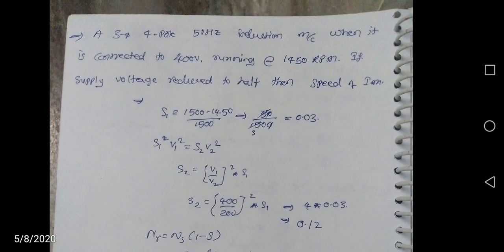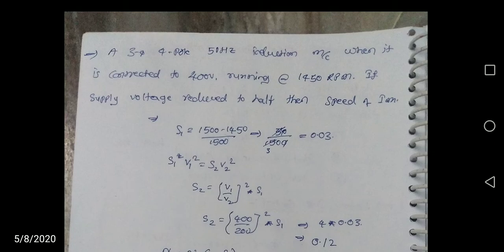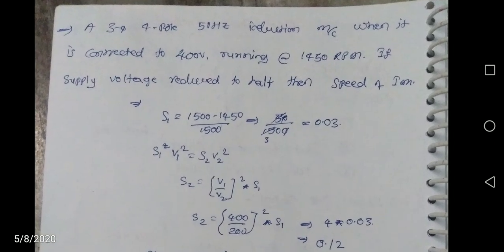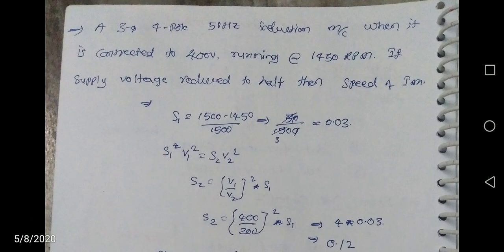A three-phase 4 pole 50 Hz induction machine, when it is connected to 400 volts, runs at 1450 rpm. If supply voltage is reduced to half, find the speed of the induction machine. So the induction machine is running at 1450 rpm when supply is 400 volts. The voltage is reduced to half, that means 200 volts. When 200 volts is given, what is the speed of the induction machine, that we have to calculate.